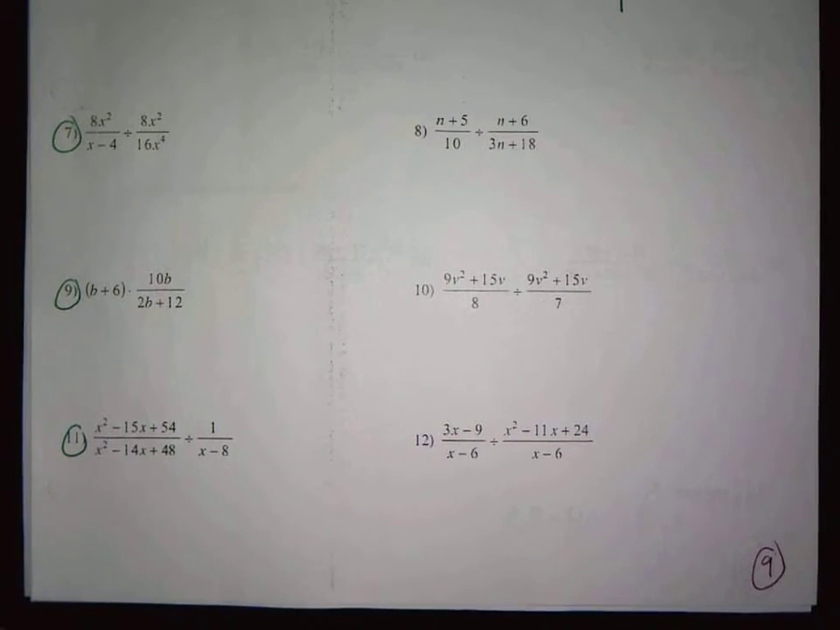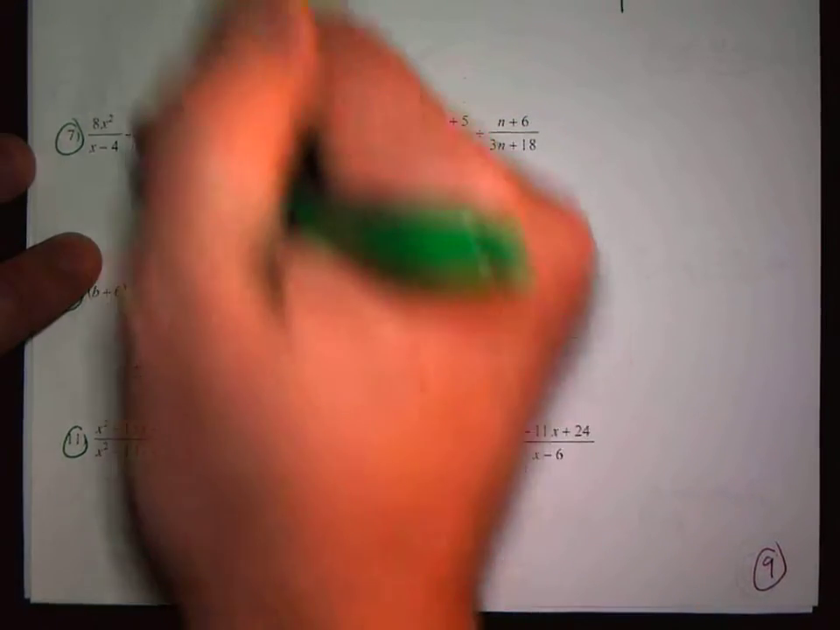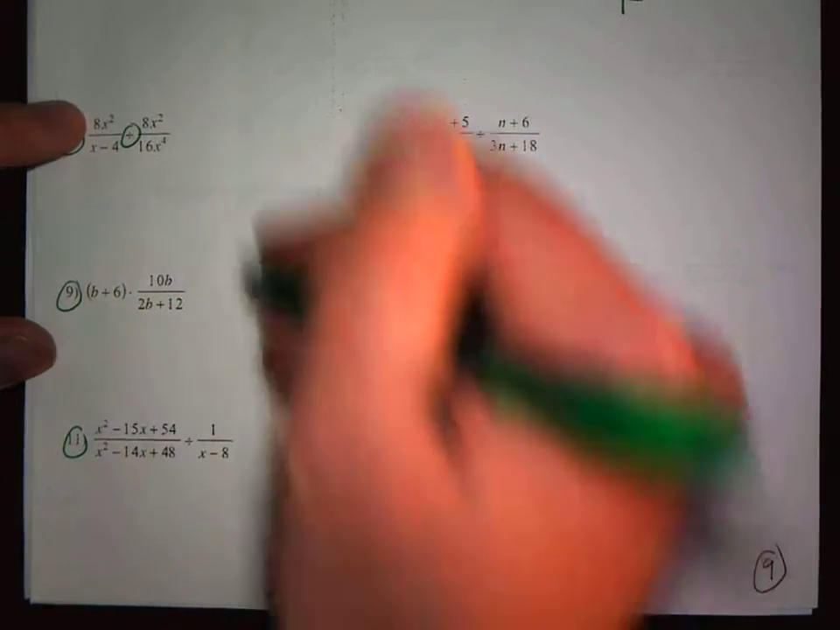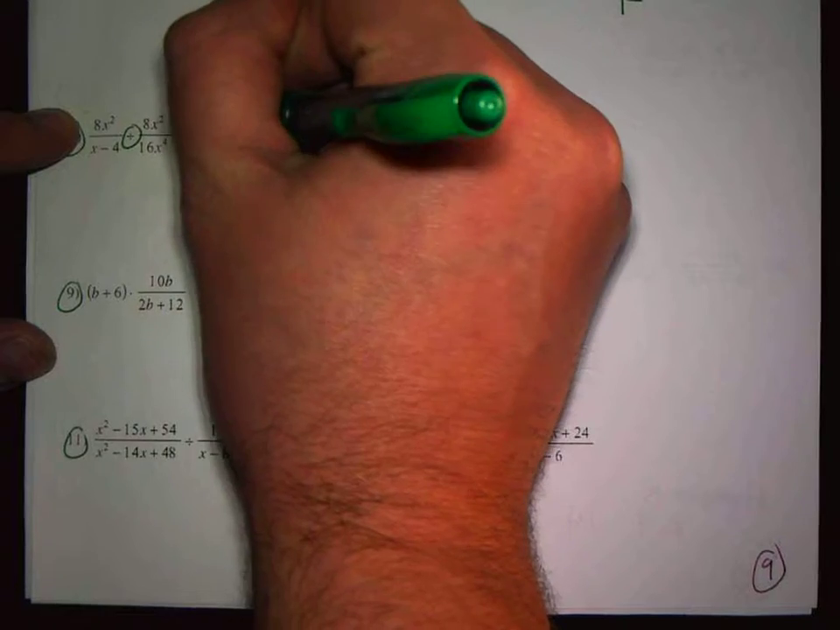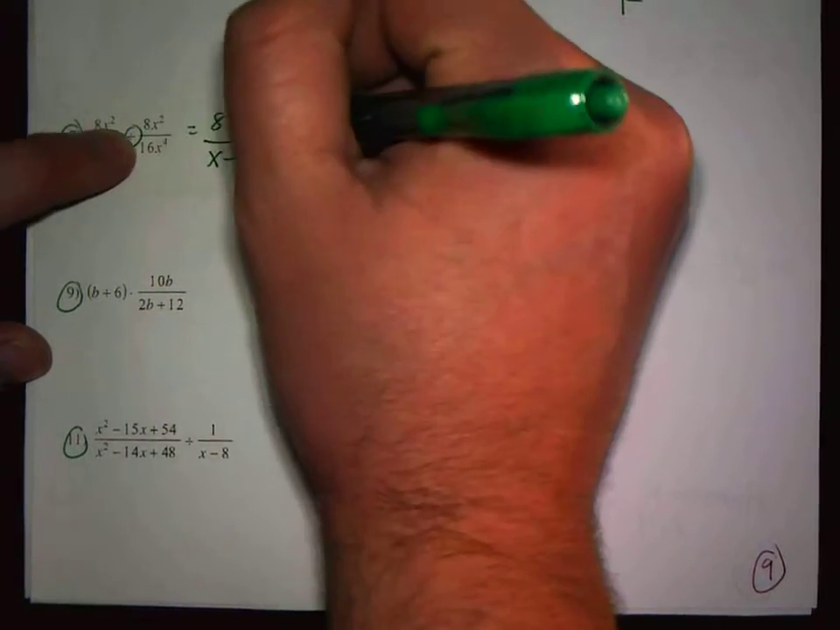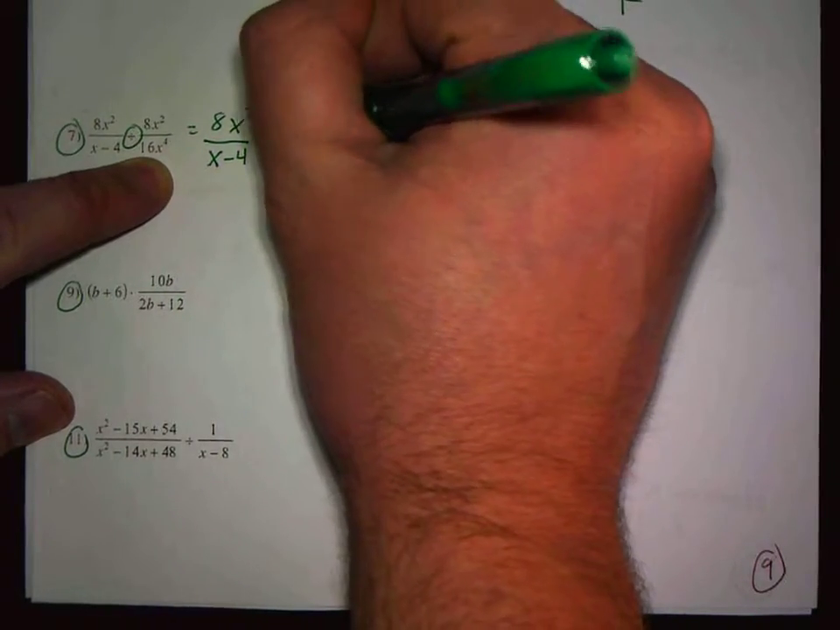Alright, so we're going to do 7, 9, and 11 together. So, number 7, you may notice that it is division. Can't work with it until we change it to multiplication. So, 8x squared over x minus 4, change it to multiplication by flipping the fraction on the right.